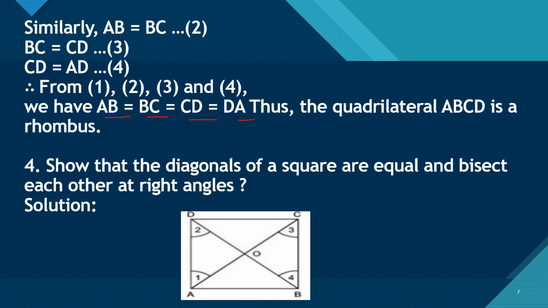Question number 4 is, show that the diagonals of a square are equal and bisect each other at right angles. And the solution is, this is the picture for the question, and see it thoroughly. So we will now move on to the solution.